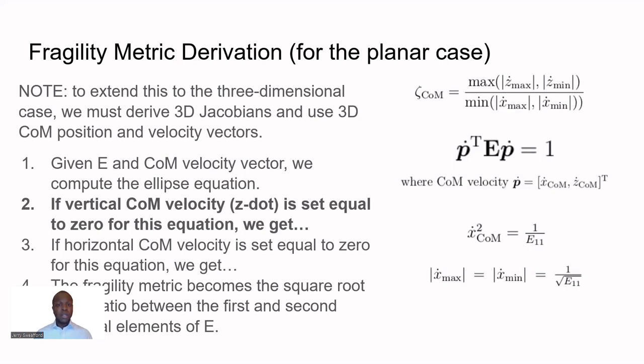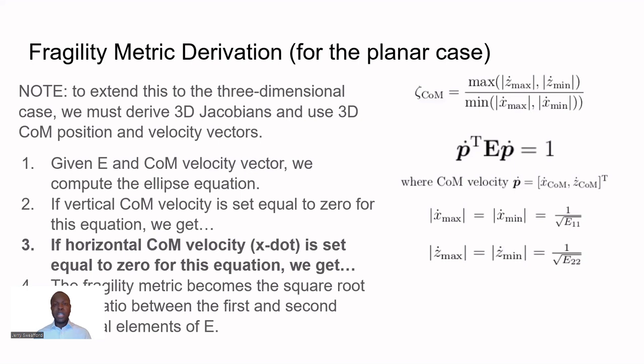If we do the same thing with the horizontal center of mass velocity, meaning we set X dot equal to 0 for that equation, P dot transpose E P dot equal to 1, then we get a very similar result, except instead of the absolute value of Z dot max equal to the absolute value of Z dot min being equal to 1 divided by the square root of E11, it's actually 1 divided by the square root of E22. But you can probably see where I'm going. If you look at that top equation, you can see what's about to happen.